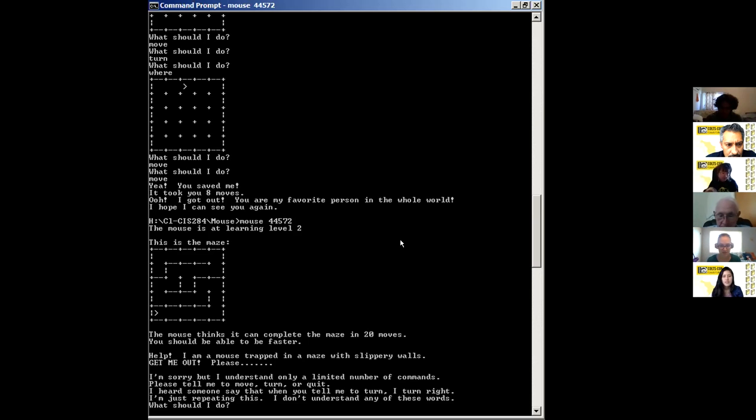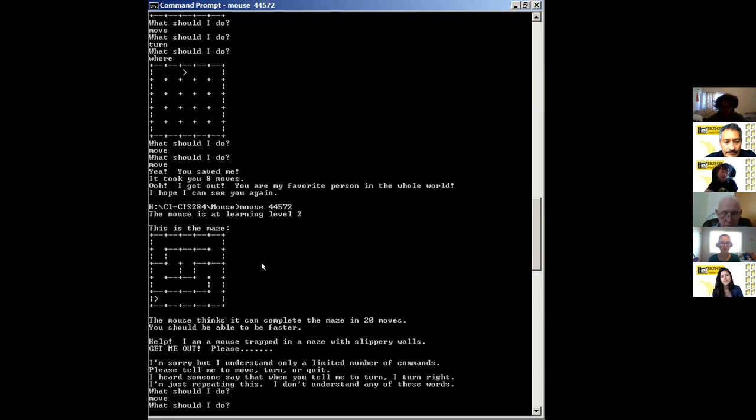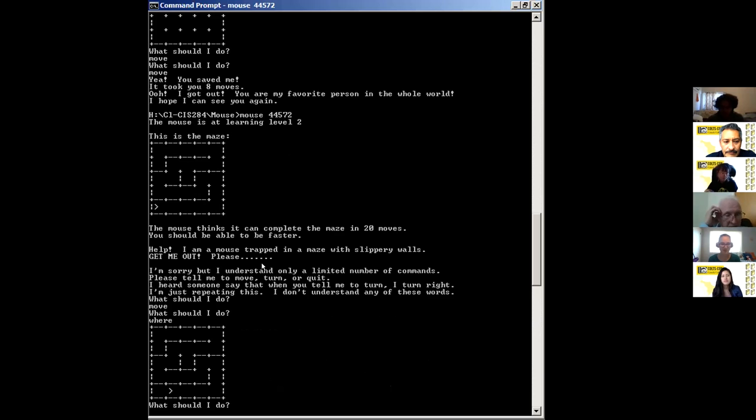Can I get some help again? Move. He should move, yeah. Do you have to individually put move each time, or can you say like move 4 and then move 4? Nope. He's a very limited mouse. You can only say move, but you can always ask him where he is, at least for now anyway. I'll move 3 more times. Okay.